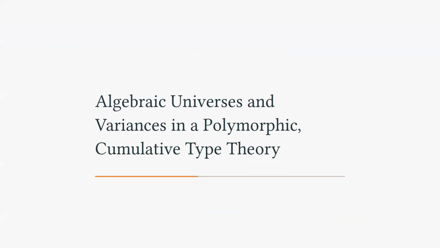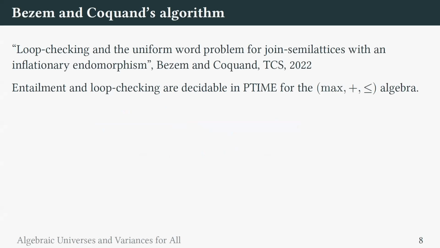So the solution we propose is to handle all this universe algebra in this polymorphic cumulative type theory, and we'll see how variances help doing that. Our new implementation of universe checking is based on an algorithm by Bezem and Coquand.